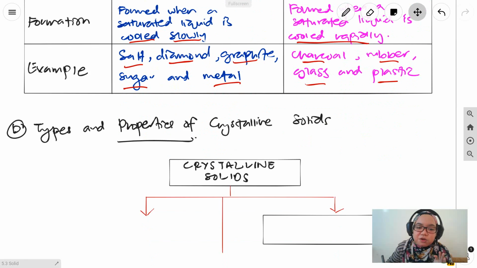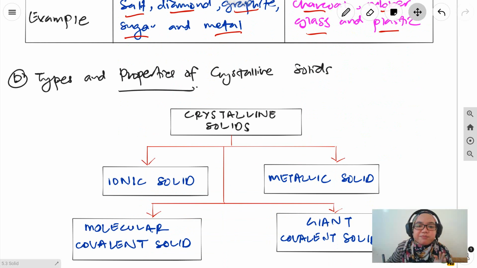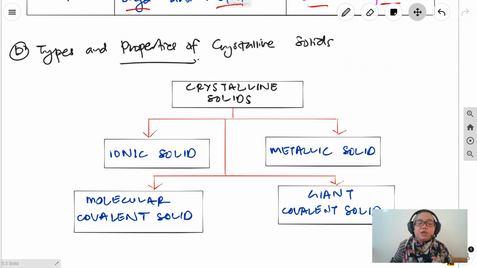Okay, now we are going to look at the types and properties of crystalline solid. So under crystalline solid, there are a few types of crystalline solids. For crystalline solid, there are 4 types that we are going to learn. The first one is ionic solid. Second one is metallic solid. Third one is molecular covalent solid, or there is also atomic covalent solid.